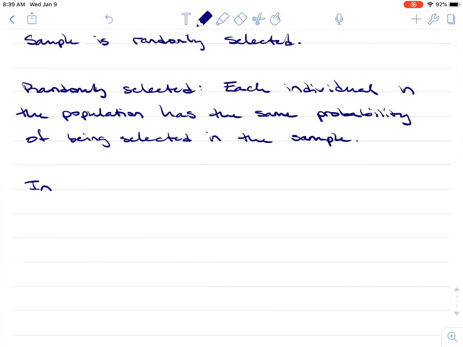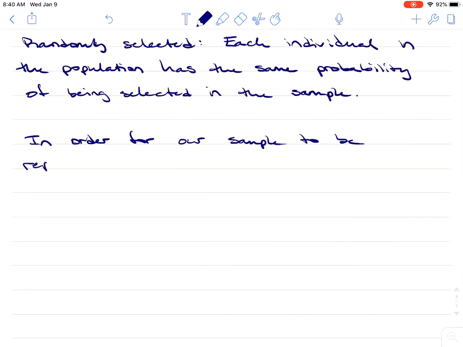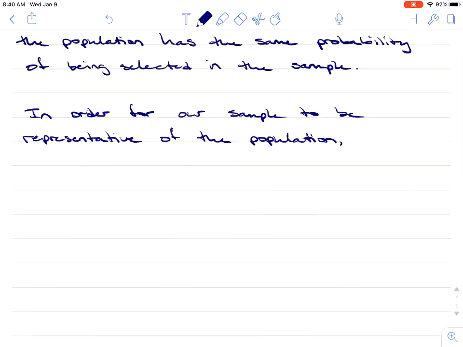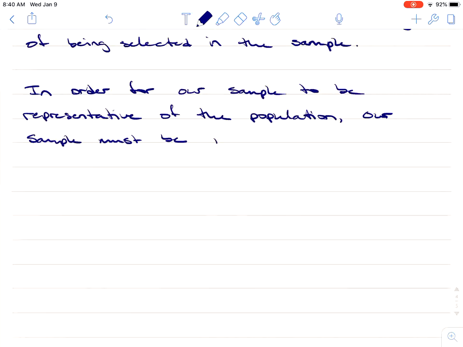So in order for our sample to be representative of the population, our sample must be randomly selected.